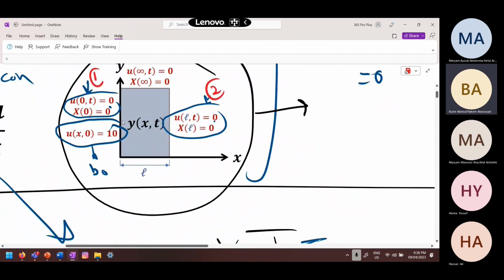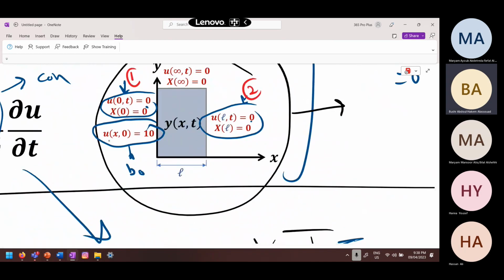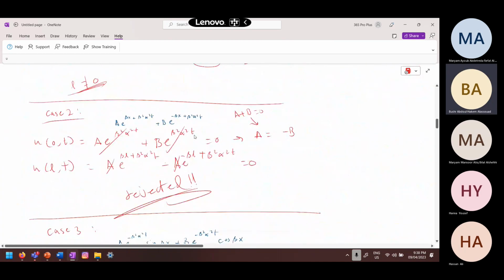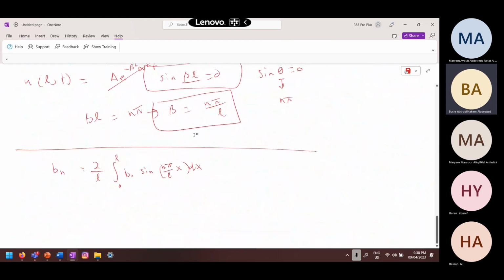Now, finally, we'll use this initial condition. This is not a boundary condition. This is called the initial condition, an IC. And the value of IC is the value of B of zero or B naught. In our case, B naught is equal to 10. So we get 2 over L, integral from 0 to L of 10 sine n pi over L x dx.